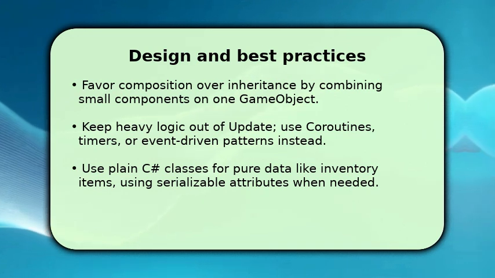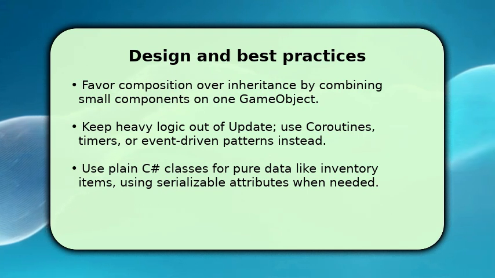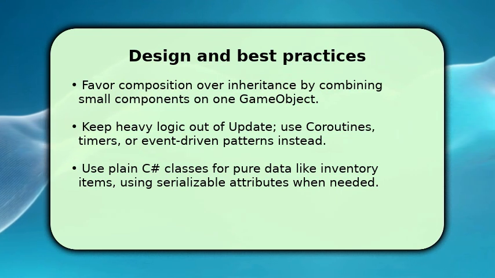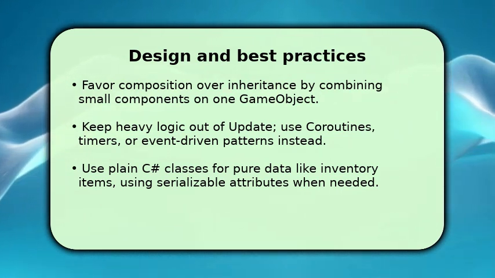Use plain C# classes for pure data like inventory items, using Serializable when you want inspector support. Pass references through public fields, constructors for non-MonoBehaviour classes, or factory methods to keep coupling low. Write unit-testable code by isolating logic into classes without Unity dependencies, when possible, for reliable testing.